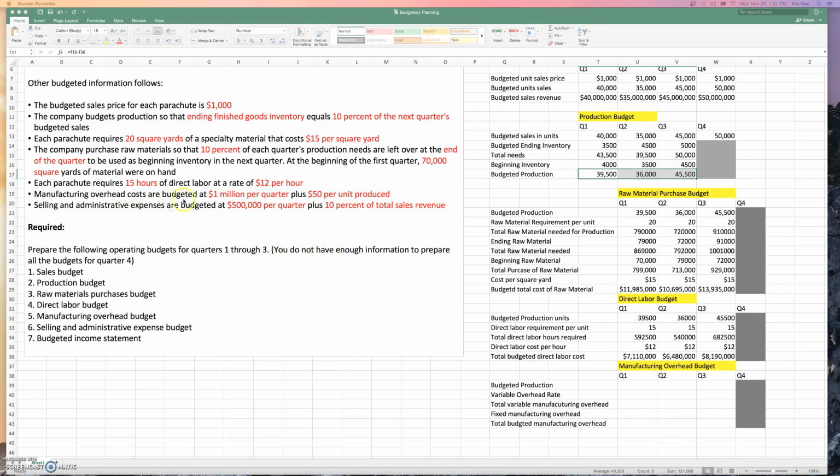So the question told us that we had two kinds of cost: 1 million per quarter for the fixed cost and $50 per unit as a variable cost. So let's put down the information we already know, $1 million per quarter. So that's the fixed overhead cost, $1 million.